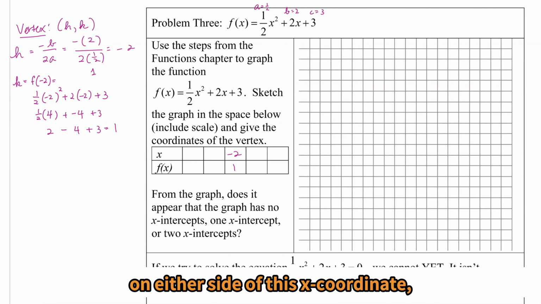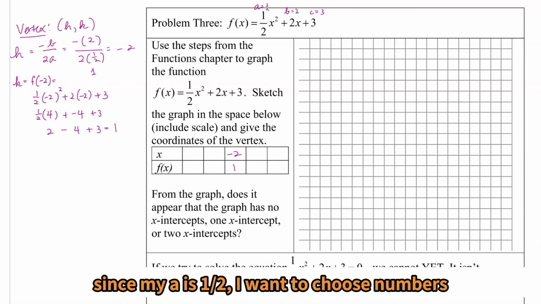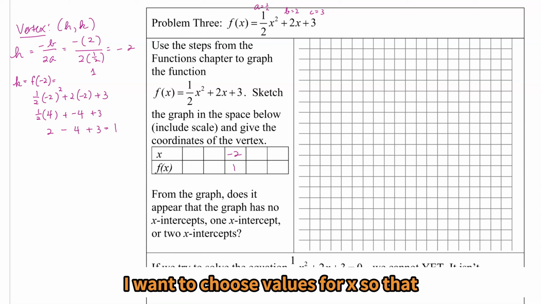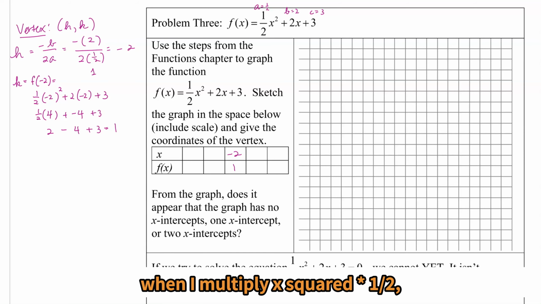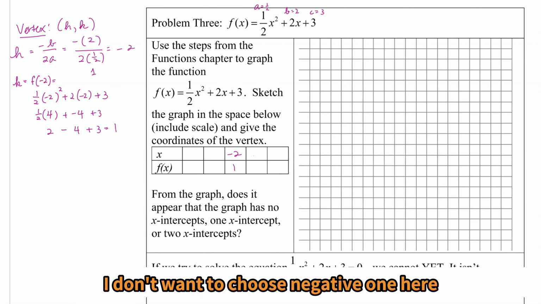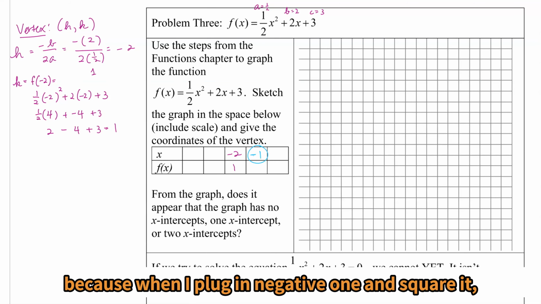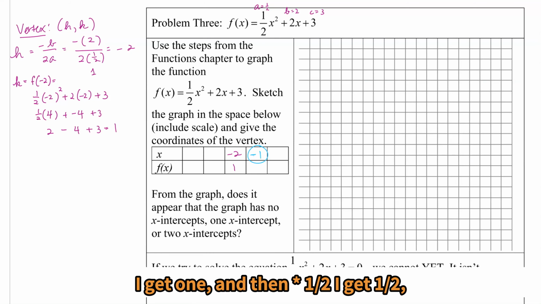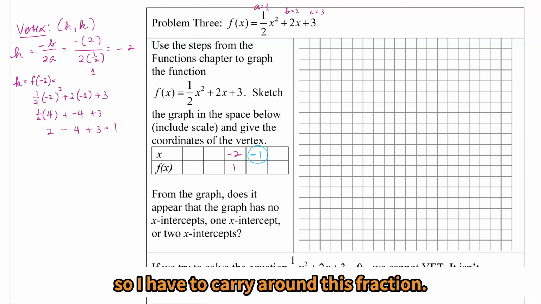Choosing points on either side of this x-coordinate, since my a is 1/2, I want to choose values for x so that when I multiply x squared times 1/2, I'm not left with a fraction. What I mean by that is, I don't want to choose negative 1 here next to the negative 2, because when I plug in negative 1 and square it, I get 1, and then multiply by 1/2, I get 1/2. So I have to carry around this fraction.